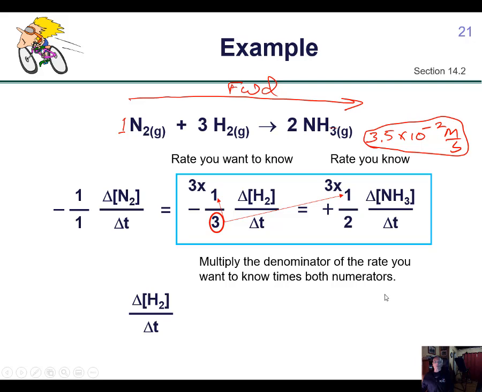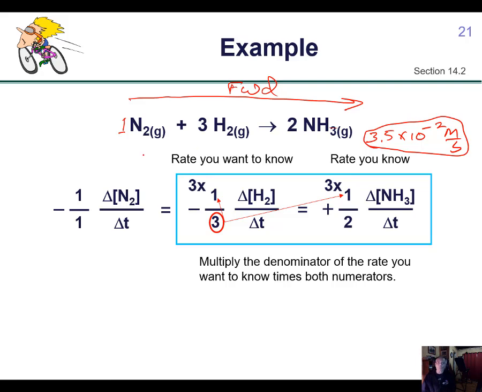Let me do that again. All right? So in this particular case, I know the rate of appearance of ammonia. I want to know the rate of disappearance of hydrogen. So I multiply the denominator of the rate that I want to know. Okay?